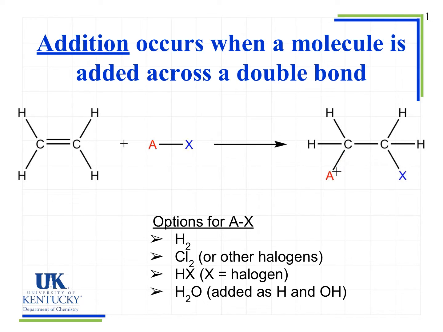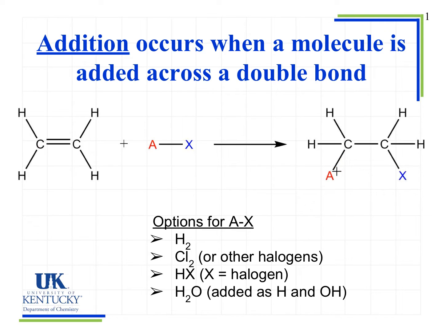Now, for this, there are multiple options for this AX molecule. We can have things like H2, so hydrogen, or chlorine, so our other halogens, that includes fluorine, bromine, and iodine. We can have HX, where X is a halogen, so something like HCl or HBr. Or we can have water adding across the double bond.